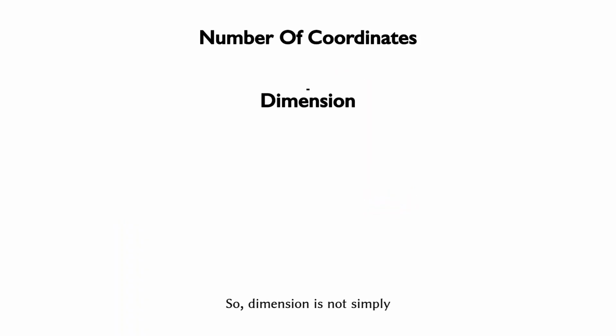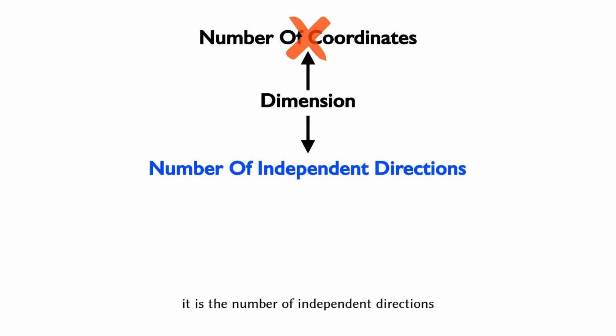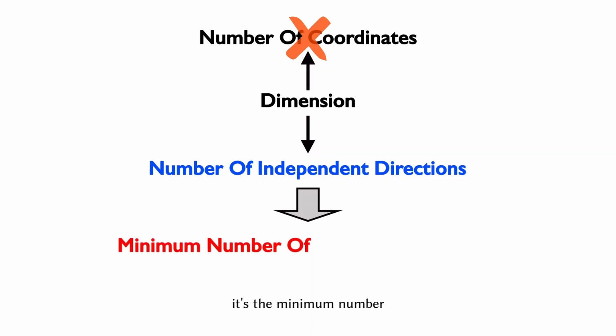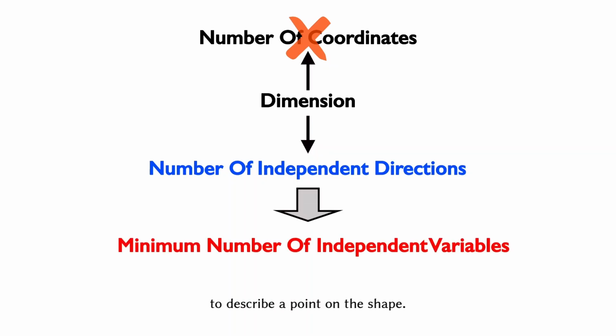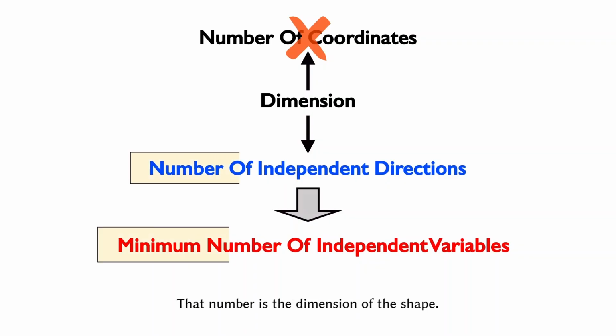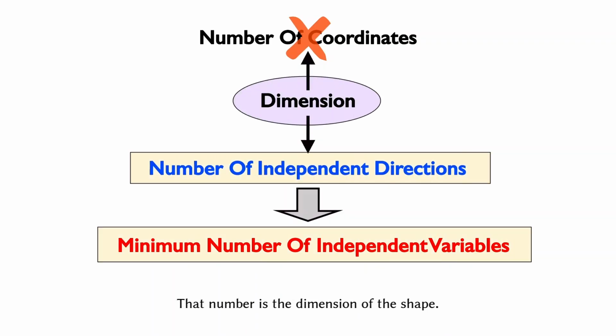So dimension is not simply the number of coordinates used to locate a point. More fundamentally, it is the number of independent directions in which you can move on the shape. Mathematically, it's the minimum number of independent variables needed to describe a point on the shape. That number is the dimension of the shape.